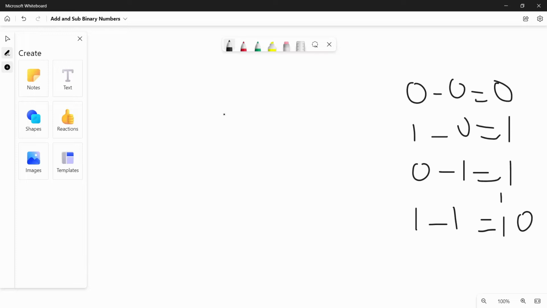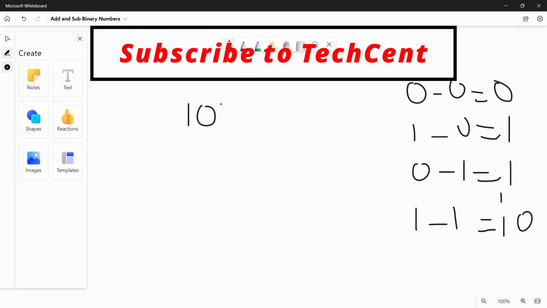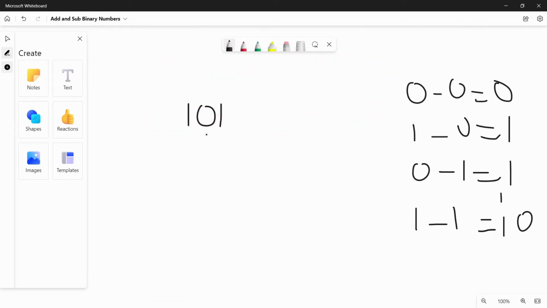Let's try right now to add 5 and 3. We know 5 plus 3 is 8. So 5 in binary is 1, 0, 1, and 3 in binary is 1, 1. So let's try to add 5 and 3.